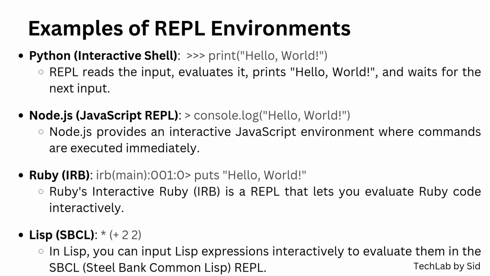There are many REPL environments that make coding in different languages easier. For instance, in Python, the interactive shell allows you to type commands like print hello world, where the REPL immediately executes the command and outputs the result. Similarly, Node.js, which is a JavaScript runtime, provides an interactive console where you can enter commands like console.log hello world and it instantly shows the output. In Ruby, there's the interactive Ruby console, where commands like puts hello world are executed live. Even in Lisp, REPL environments like SBCL allow you to interact with the language, running expressions like +2 and immediately getting results. These REPLs demonstrate the ease with which you can interact with programming languages in real time.